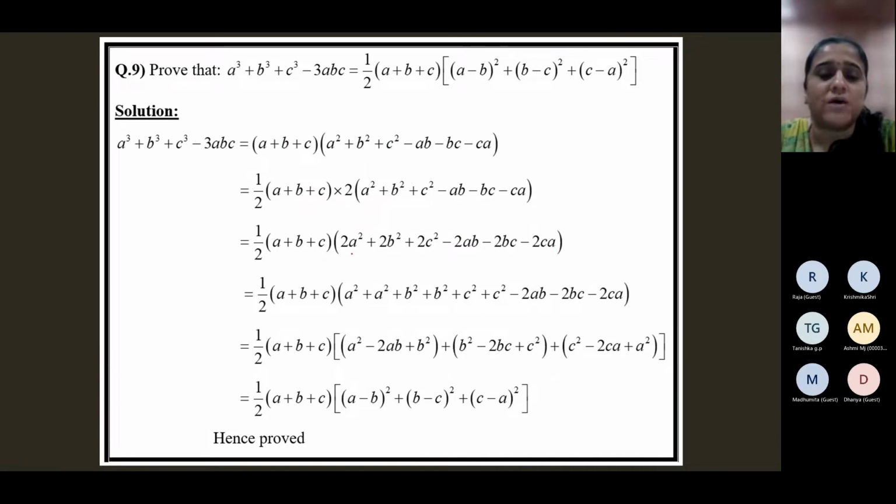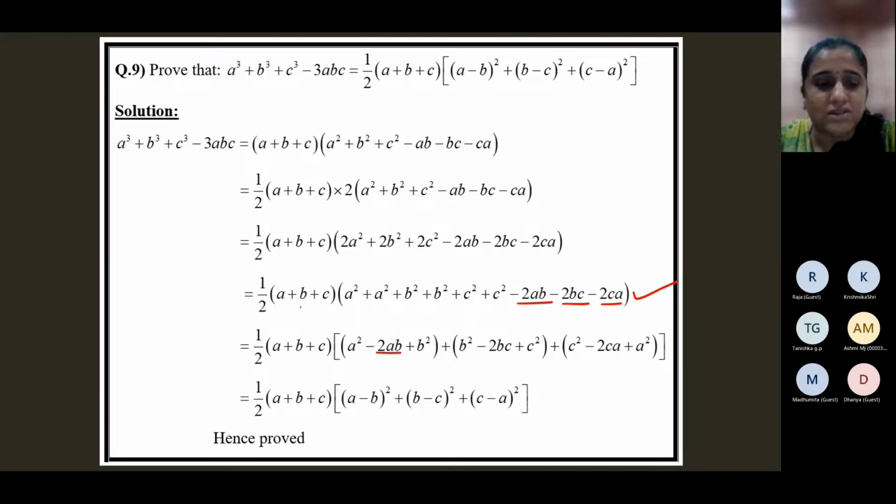Now break it up. What is 2a square? It is a square plus a square. 2b square is b square plus b square. 2c square is c square plus c square. And write these 2ab terms as they are. That's the next step. See, we finished till here. After that, we have the middle terms, minus 2ab, minus 2bc, minus 2ca.